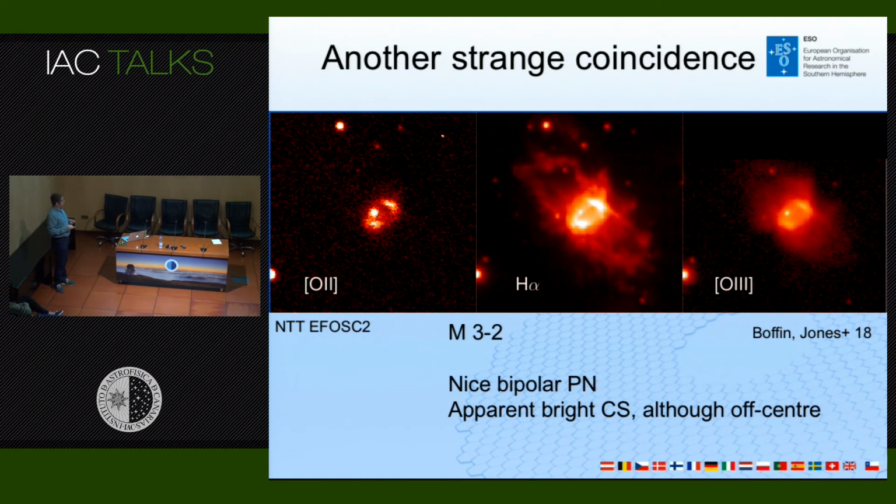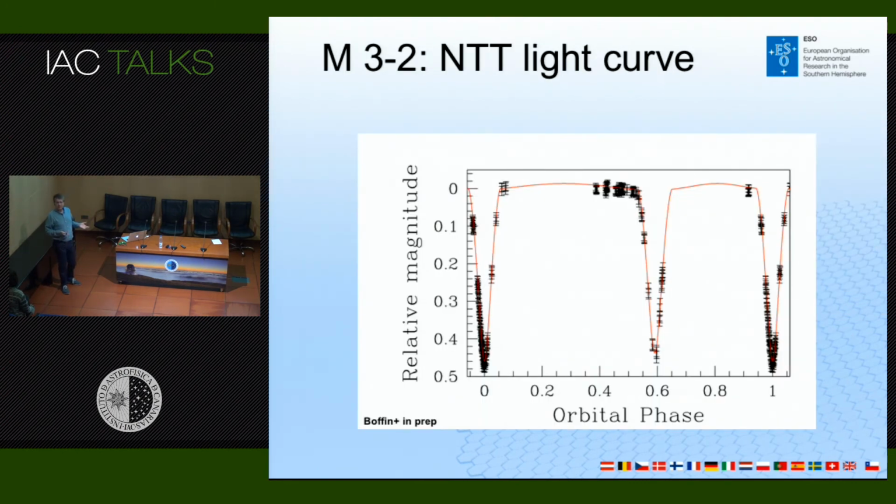In fact, we had another surprise with this object. This is M 3-2, and those are images taken at the NTT. So you can see this is a very nice ring-like form in a bipolar nebula. And there seems to be a central star there, which of course looks a little bit off-center, but maybe this is just a projection effect. So it can still be the central star of this nebula. So we took photometry of this central star, and bingo, what we see is that the central star of this planetary nebula is a nice photometric binary with two very nice eclipses.